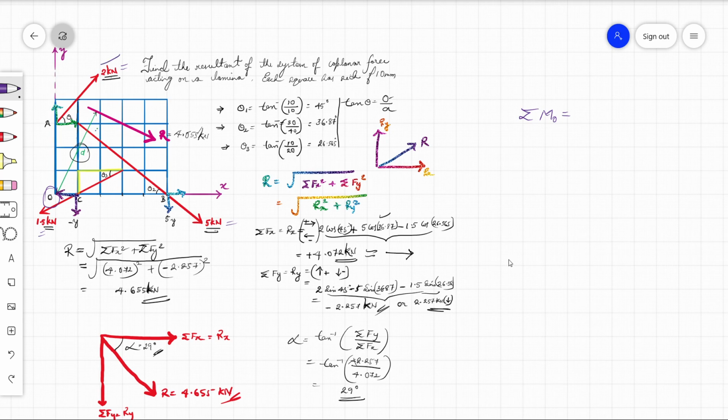So let us take the first force. The first force is 2 kilonewton. Its x component and a y component. This is its x component and its y component. The y component is passing through the moment center, so it is 0. Its x component has a definite distance, that is 10, 10, 10, that is 30. And the rotation which is taking place will be, looks like, clockwise.